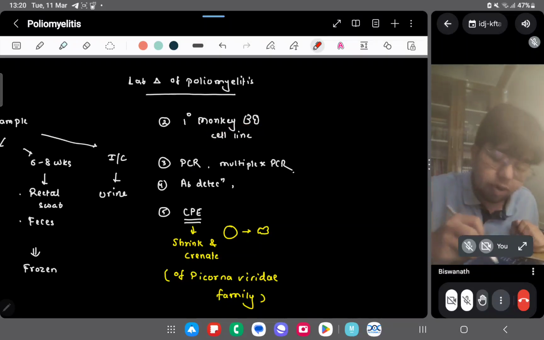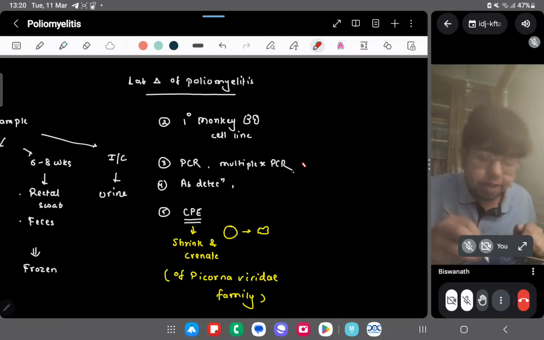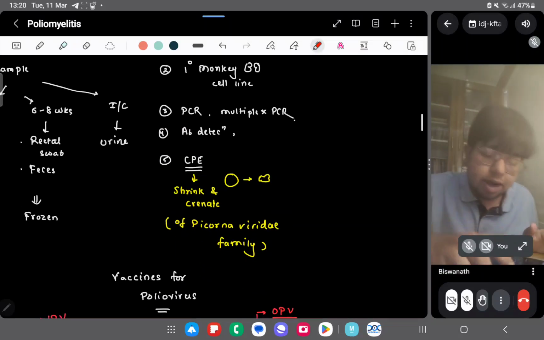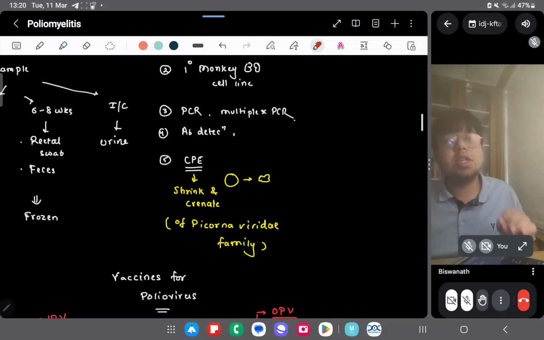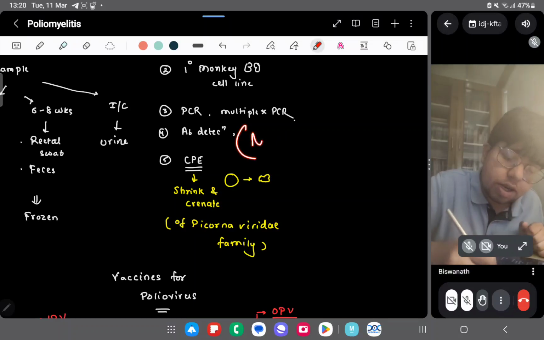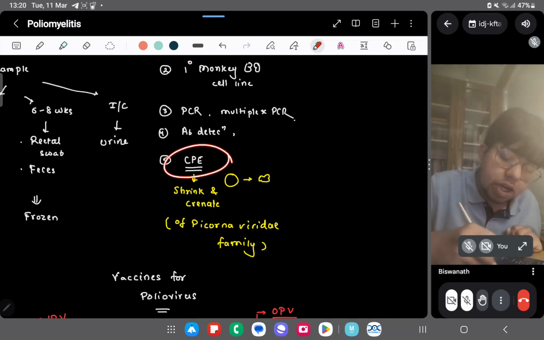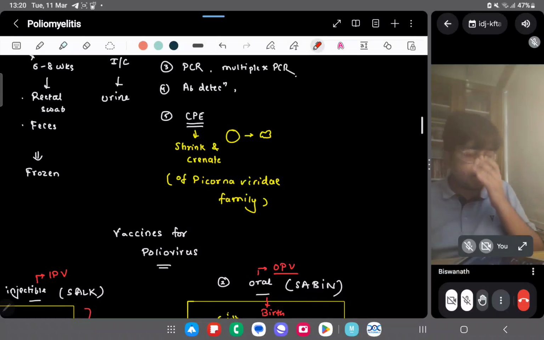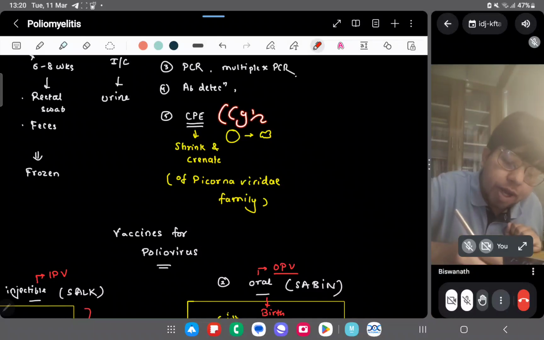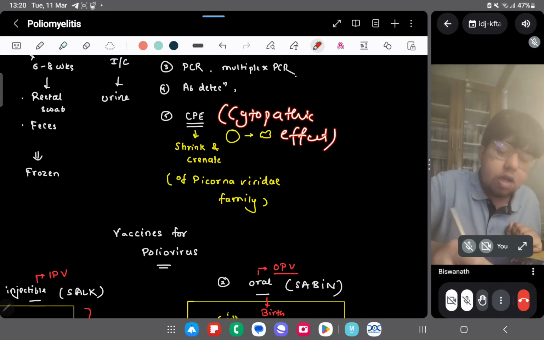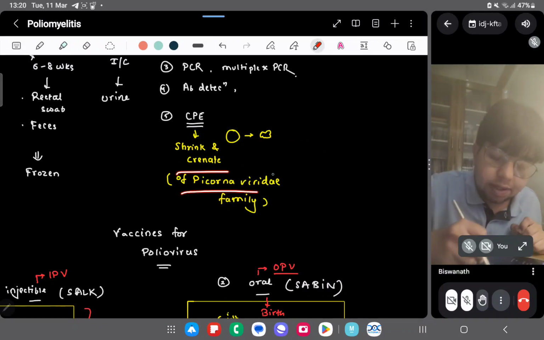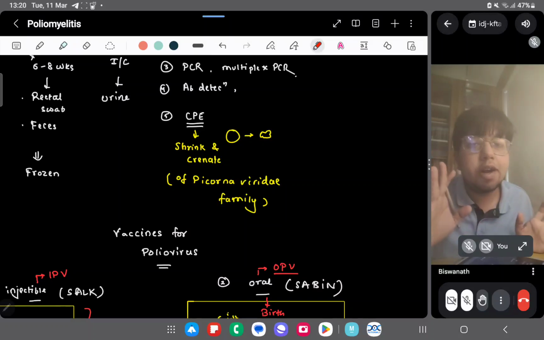If you want to use molecular methods, then PCR and multiplex PCR are there. For antibody detection, you can use neutralization and complement fixation. You can add this over here, as I didn't write it. Neutralization test, complement fixation test, you can use all of these. Then we have the cytopathic effect. There is shrinking and crenation of the cells, which is a common feature of Picornaviridae, right?